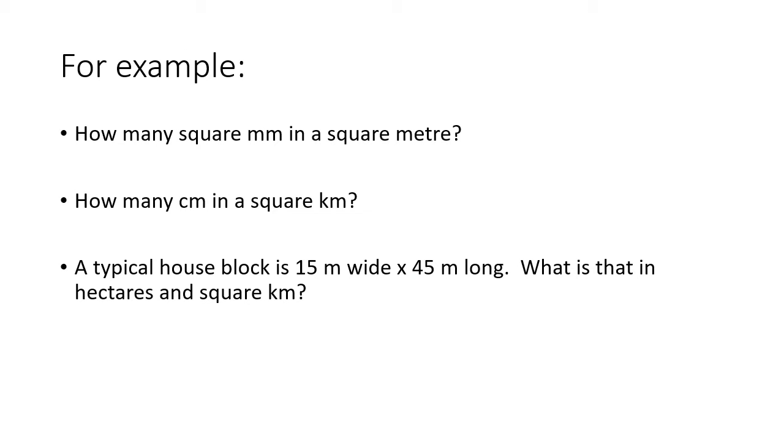Just a couple of quick examples. You can either think about the length conversions and then square them, or you can look back at the previous table, however you want to do it. How many square millimetres in a square metre? There's 1,000 millimetres in a metre, so I'm going to multiply my 1 square metre by 1,000 squared, which is 1,000,000, and so we end up with 1,000,000 millimetres squared in a square metre.